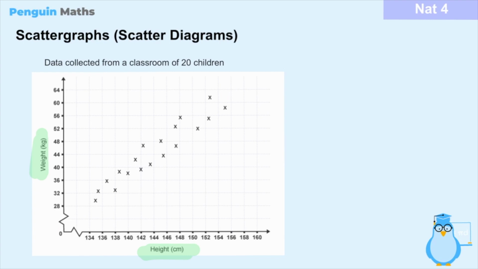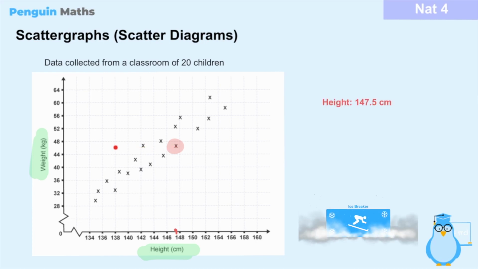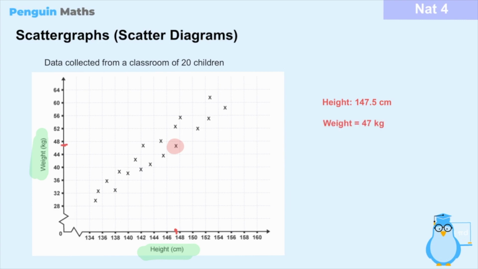We can use a scatter diagram to relate the height and the weight of all the children within the classroom. Let's say, for example, I am this child right here in the class. That would mean that my height would be somewhere in between 146 and 148 centimetres, and it looks closer to the 148, so I'm just going to say my height is around 147.5. Then my weight would be something in between 44 and 48, and again it looks closer to 48 than it does 44, so I'm just going to guess this point would be 47 kilograms.